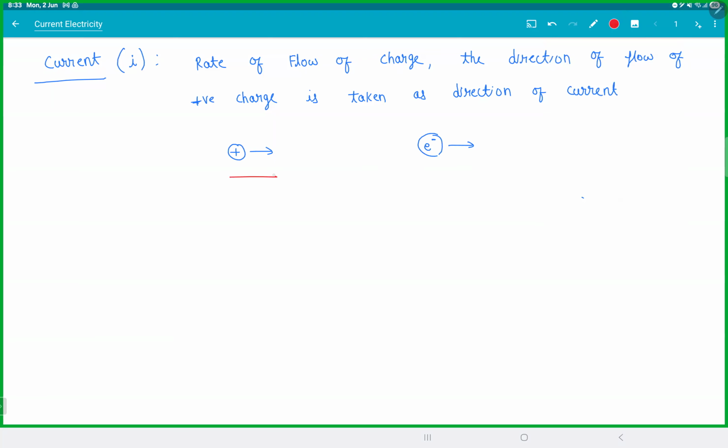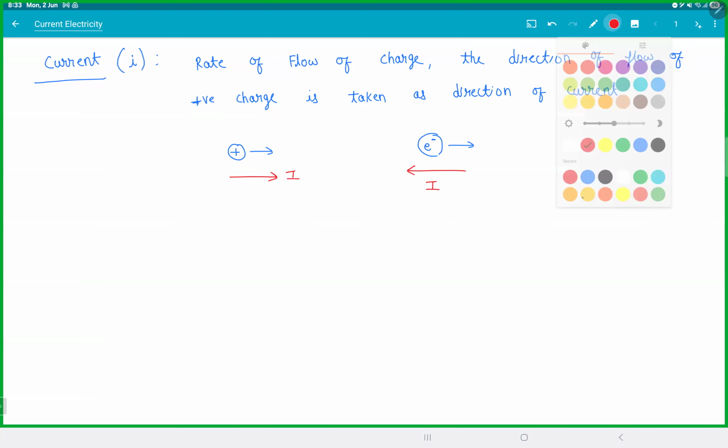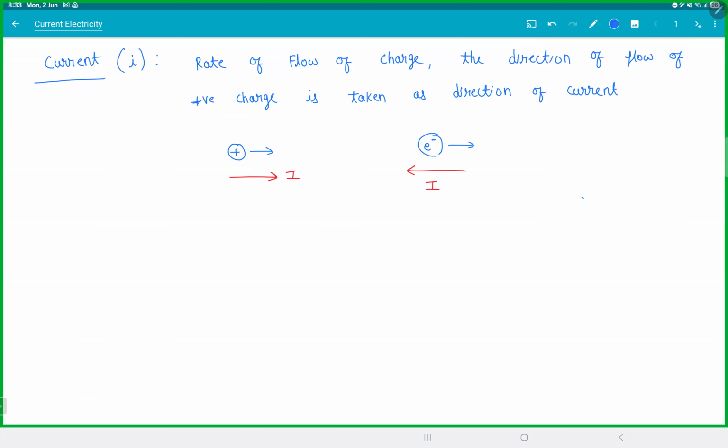So we assume current is in this direction, but for an electron, current is going in the opposite direction. Unfortunately, we know in real life the electrons are the ones responsible for charge transfer, but the way we define it is the flow of positive charge. So I is simply given by dq by dt. From here we get the flow of charge delta Q is nothing but integral I dt, which is the area under the current versus time graph.